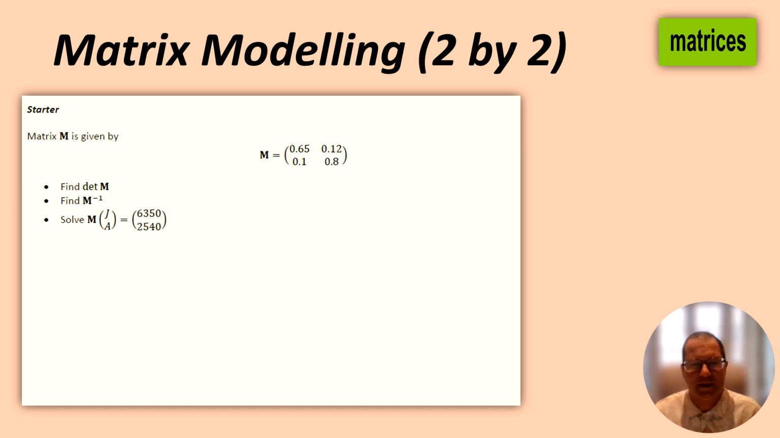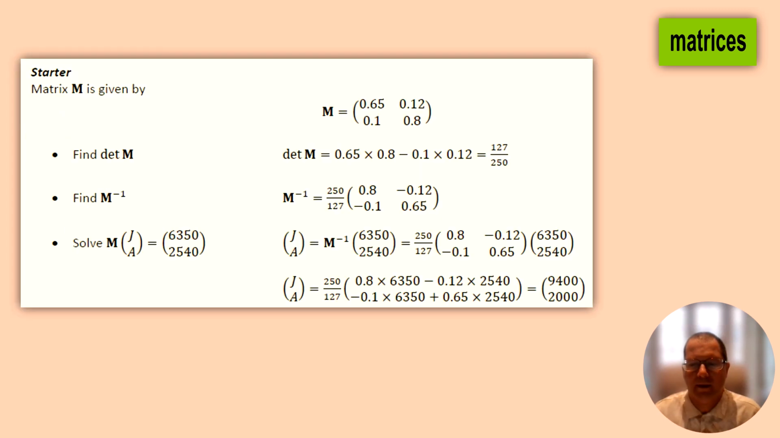There is an accompanying handout which includes this starter question. Please have a go at it. Answers will be on the next slide. Please pause the video. And here are the answers. Notice that we were looking for variables J and A in the third question, and that will make sense when we look at our modeling.